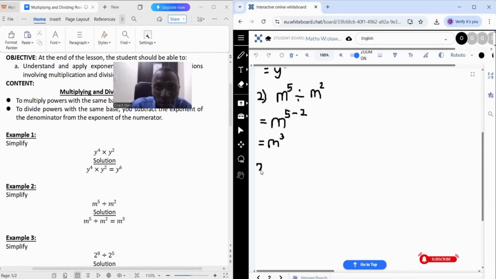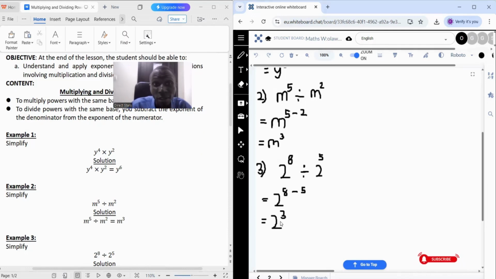Example 3. Here we have to simplify 2 raised to power 8 divided by 2 raised to power 5. So with the powers, we're going to subtract the power. So we have 2 raised to power 8 minus 5. And we have 2 raised to power 8 minus 5. We're going to have that to be 2 raised to the power of 3.